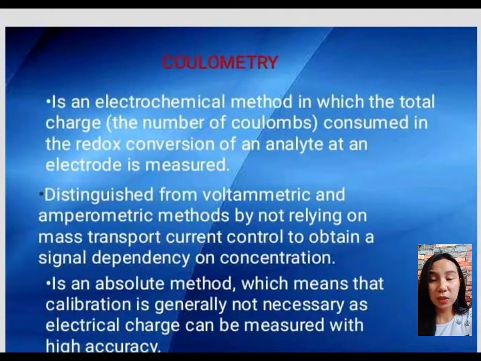Coulometry is an electrochemical method in which the total charge, or the number of coulombs, consumed in the redox conversion of the analyte at an electrode is measured. So the charge at the electrode is being measured in coulometry. Also, coulometry is distinguished from voltammetric and amperometric methods by not relying on mass transport or current control to obtain a signal dependency on concentration.